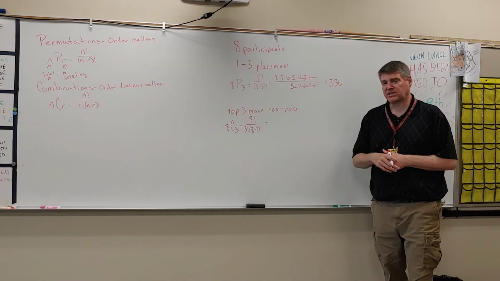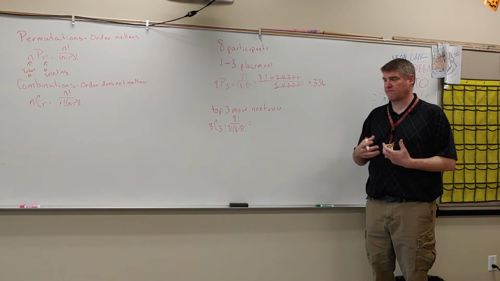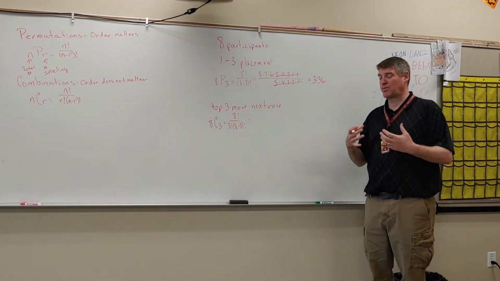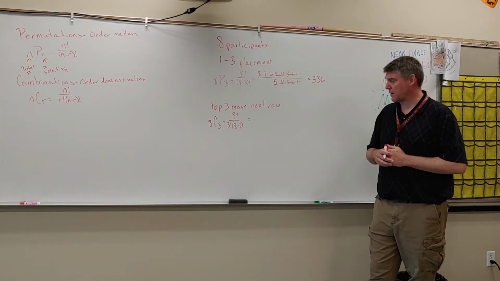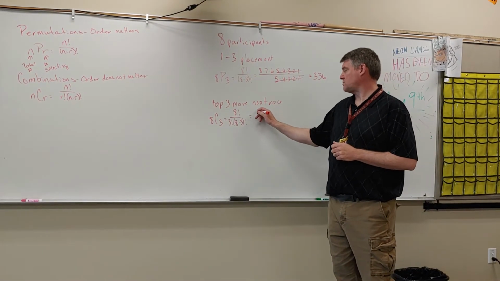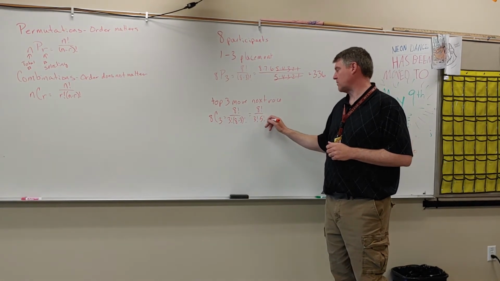So combinations are going to have a fewer number on average than the permutation. There are a couple of times where they're going to be the same, but most of the time it's going to be a smaller number. So this becomes 8 factorial over 3 factorial and 5 factorial.